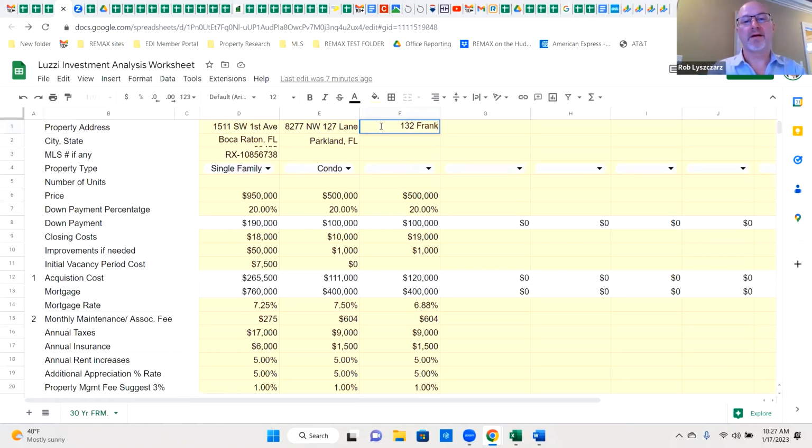132. Do you have a stopwatch on your phone? Yes, I do. All right, can you just start this up and see how long it takes me to do it? 132 Franklin, Bloomfield, New Jersey. 3774288.